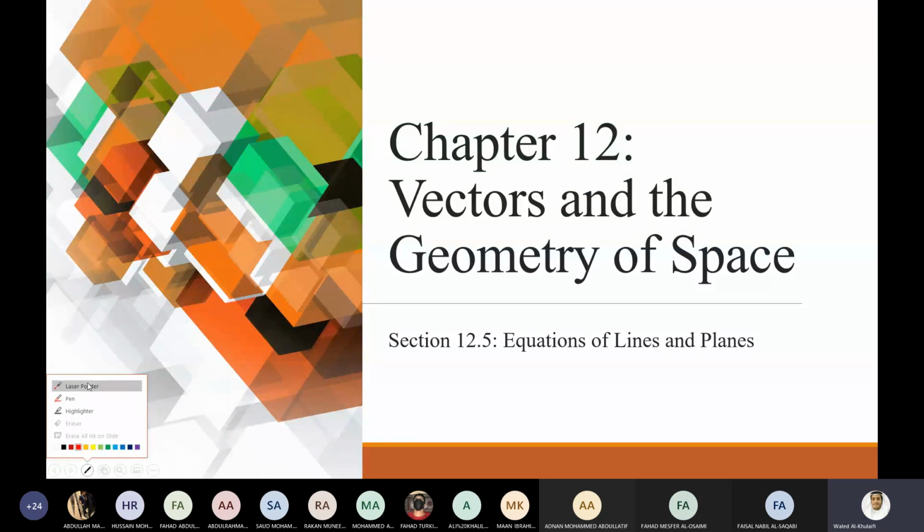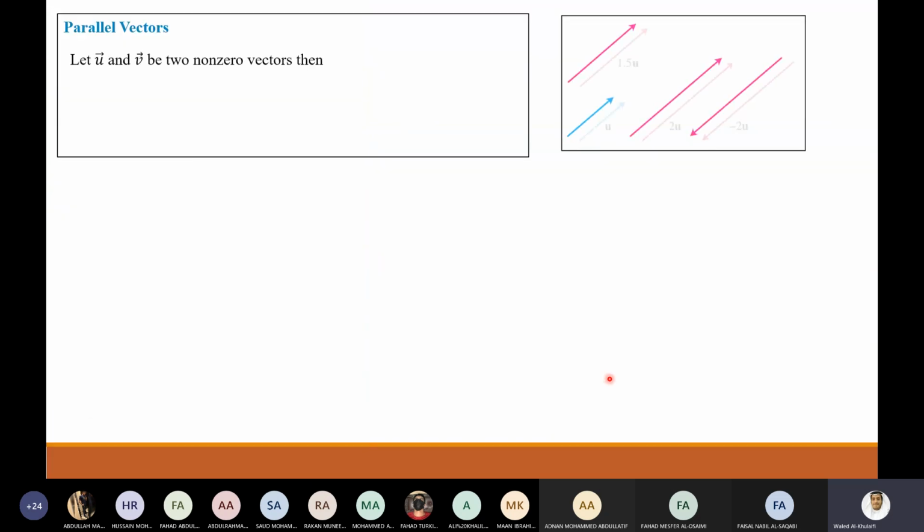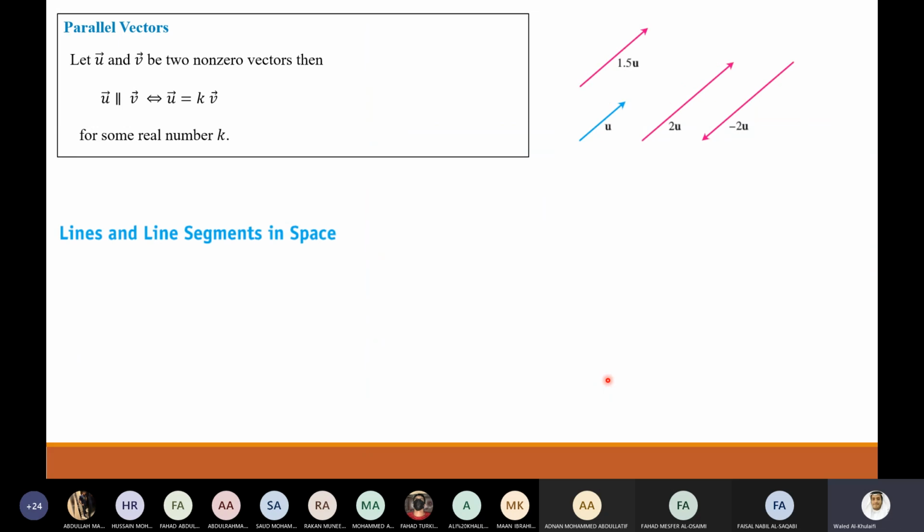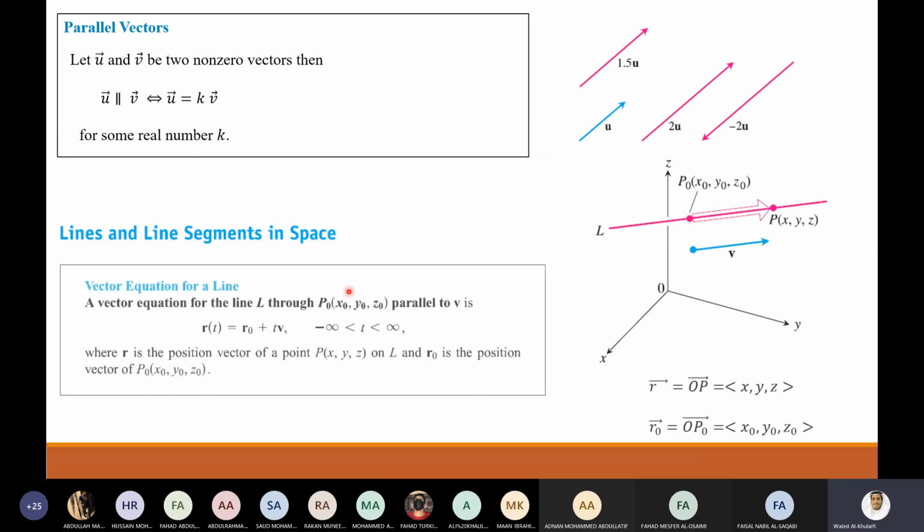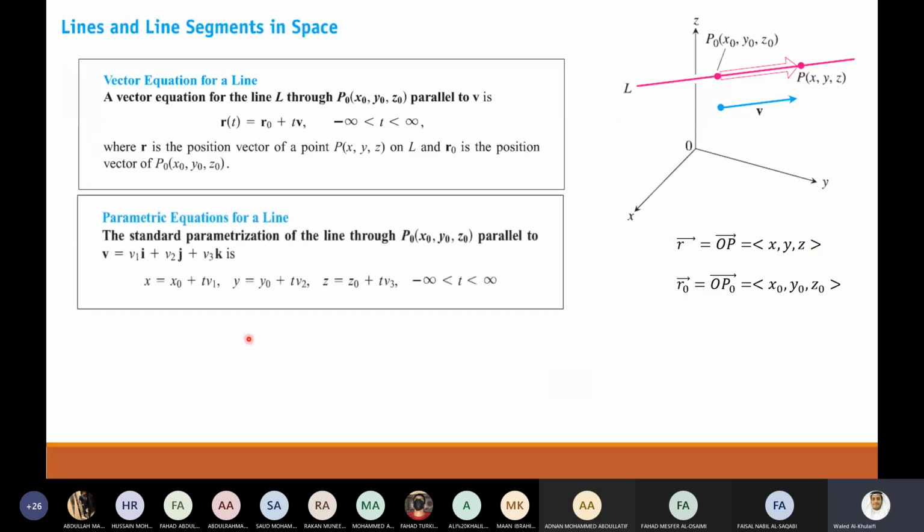So we are still in this section, which is equations of lines and planes. We talked about the equation of lines and how it's related to the concept of parallel vectors, and we said this is the vector equation of the line, r of t equals r naught plus t v. But we also took another form of equation, which is called parametric equations of the line. So we can describe a line by these equations, which we call parametric equations.